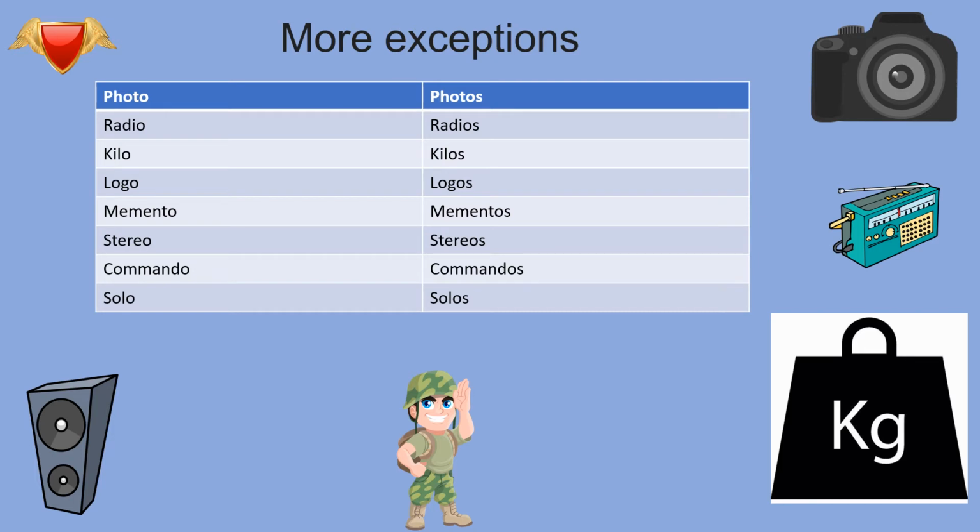For some of the nouns ending with o, there are more exceptions, and the examples follow by adding s. Photo, photos; radio, radios; video, videos; piano, pianos; kilo, kilos; logo, logos. The radio here comes only under the exception and adds s. Memento, mementos; commando, commandos; solo, solos; stereo, stereos.